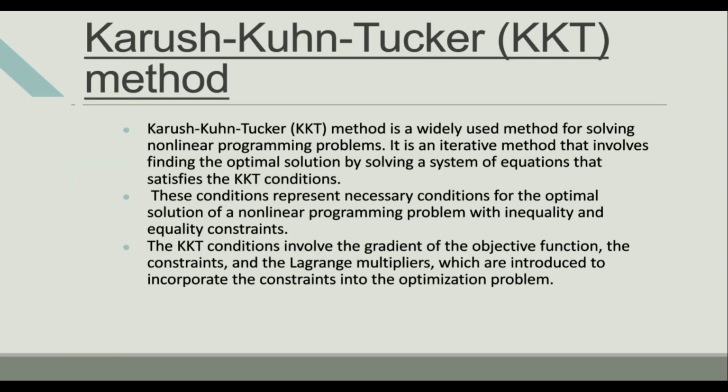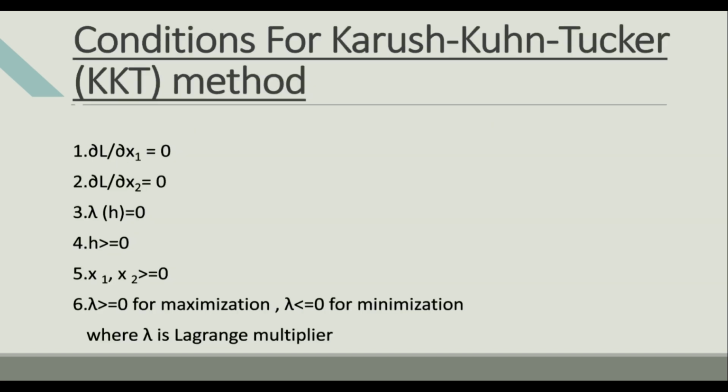Next, the Karush-Kuhn-Tucker method, or KKT method. The KKT method is widely used for solving nonlinear programming problems. It has some conditions, and it has to satisfy those conditions for solving these problems. These conditions are necessary for an optimal solution of nonlinear programming problems with inequality and equality constraints. The KKT conditions involve the gradient of the objective function, the constraints, and the Lagrange multipliers, which are introduced to incorporate constraints into the optimization problems.